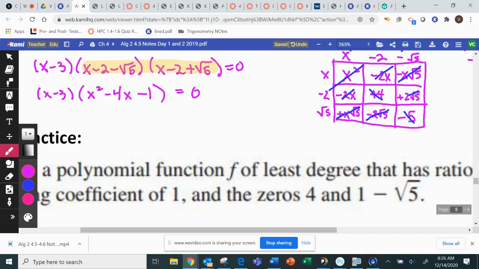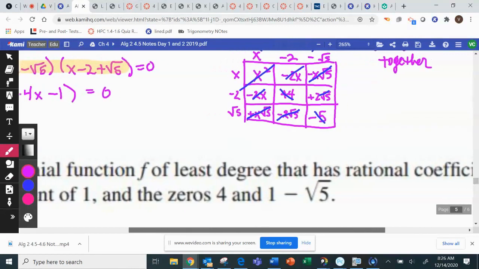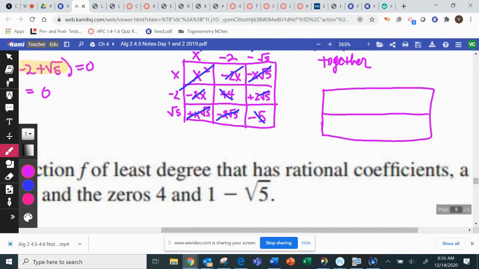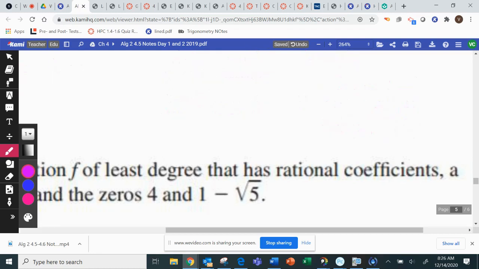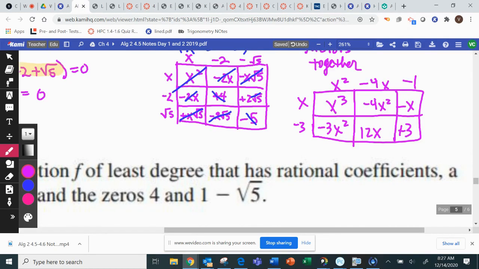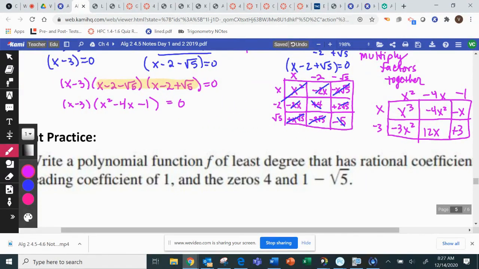And now we have to multiply a binomial and a trinomial together. And again, you can use the FOIL method or you can use the box. I was using the box for this one, x minus 3, and x squared minus 4x. Is it minus 1? Minus 1. Okay, so I combine my like terms, and I'm going to get x cubed minus 7x squared plus 11x plus 3.